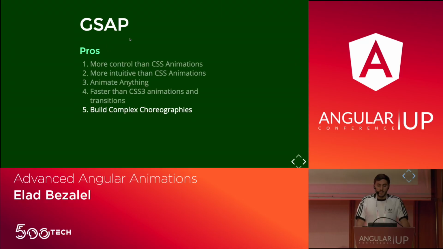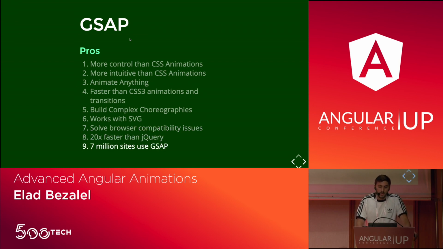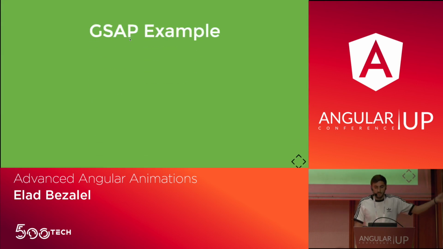You can build complex choreographies, and we'll take a look at it in a minute. It works with SVG, which is cool. It solves all the browser compatibility issues, so if you are aiming for multiple browsers, then it can help you. It is way faster than jQuery, and it has almost 7 million websites that use it. So cool. Let's take a look at a GreenSock example.